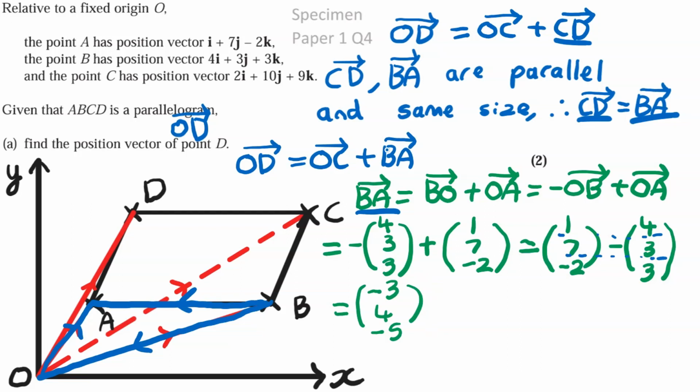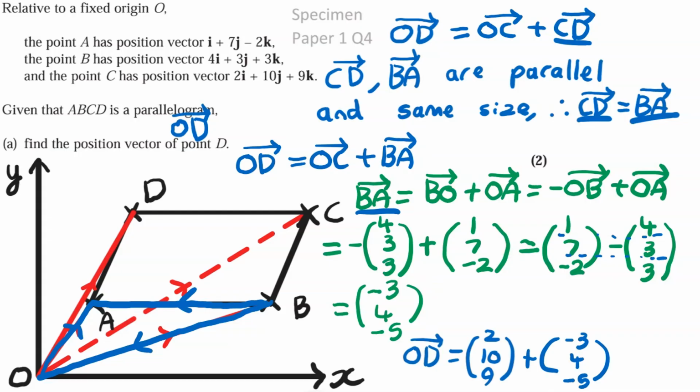And what we can do is we can sub this in here like this. So we've got OD is equal to OC, so this is this position vector here. Again, I've converted it into the column form here, and then this is plus BA, which is this vector that we figured out here, the (-3, 4, -5).